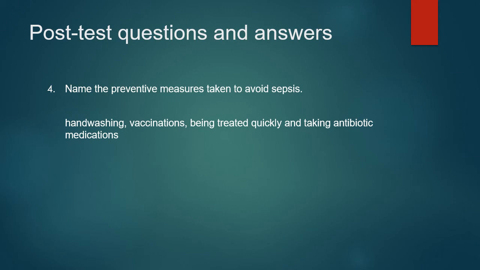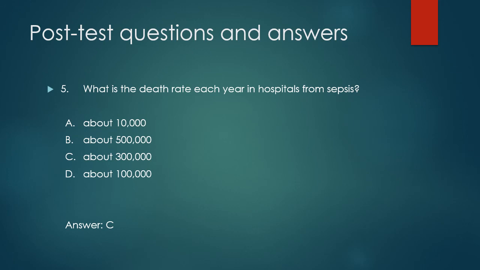Question 4. Name the preventive measures taken to avoid sepsis. You have hand washing, vaccinations, being treated quickly, and taking antibiotic medications. Question 5. What is the death rate each year in hospitals from sepsis? A, about 10,000, B, about 500,000, C, about 300,000, or D, about 100,000. The answer is C, about 300,000.